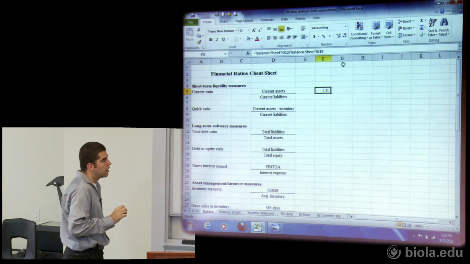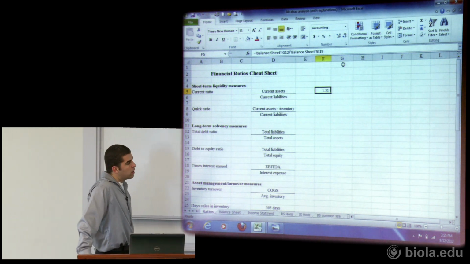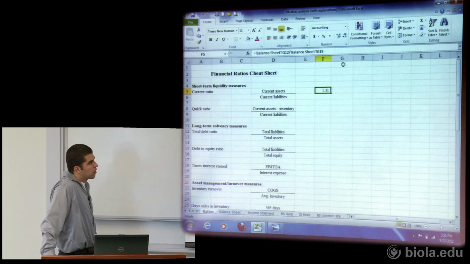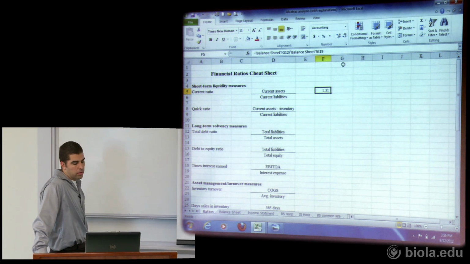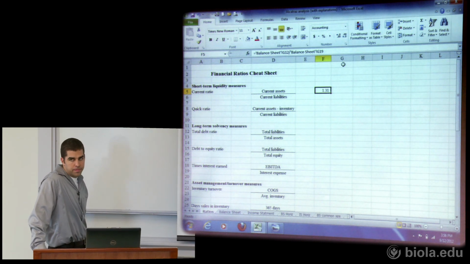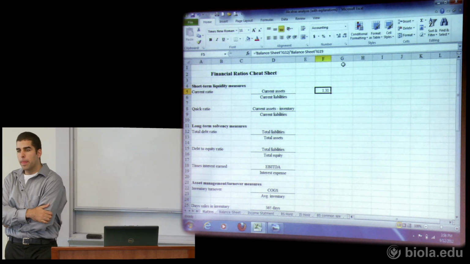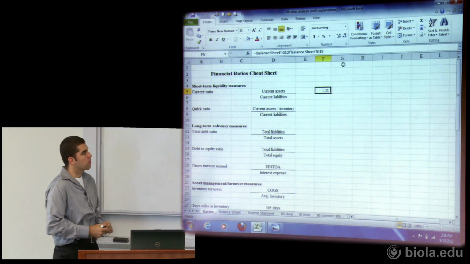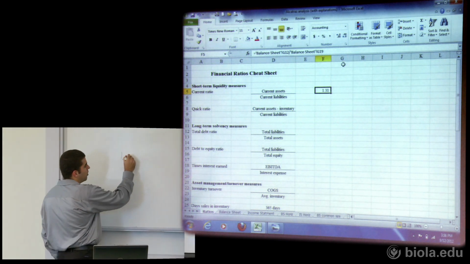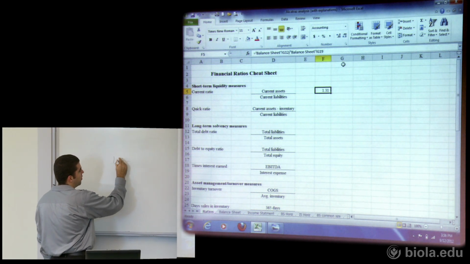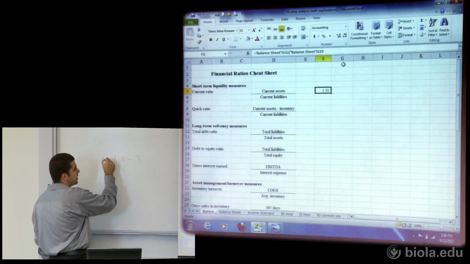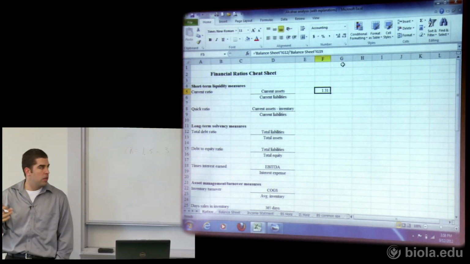That tells us that we have more current assets than current liabilities at the moment, because it's greater than 1. Okay. And we read that for a healthy business, you want anywhere between 1.5 and 3 for your current ratio. That seems a pretty reasonable current ratio.